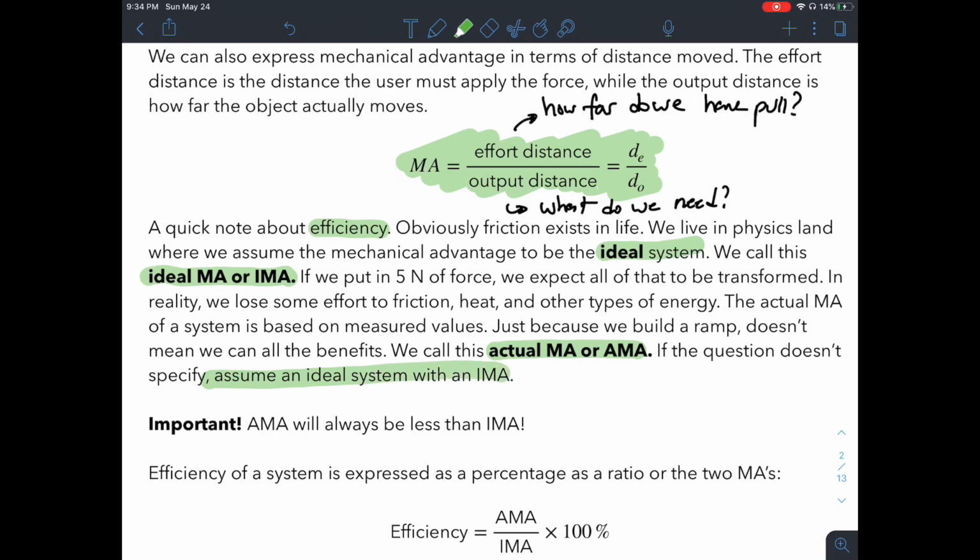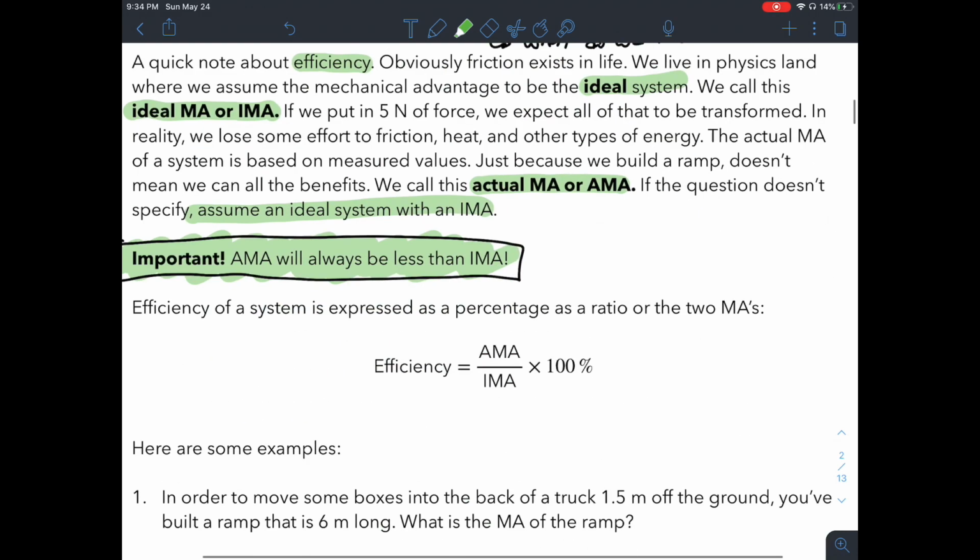But if it tells you anything about efficiency, you know you're dealing with an actual mechanical advantage, or AMA. And it's super important to note, because we're dealing with actual stuff compared to ideal stuff, the AMA will always be less than the IMA. So the actual, what we get out, will always be equal or less than the ideal mechanical advantage, because nothing in life is free. Just like we talked about with inclined planes, friction never pushed anything up a ramp. Friction always holds things back.